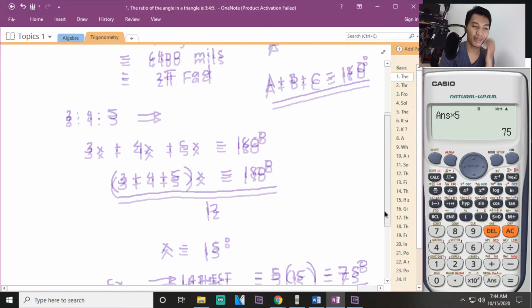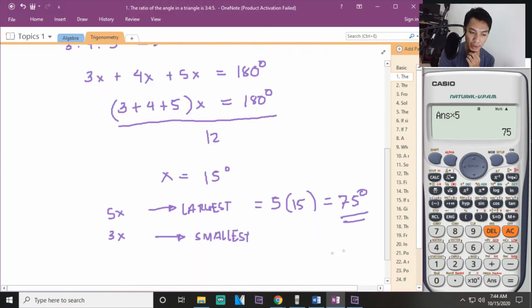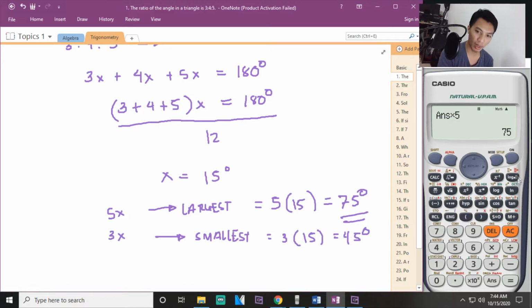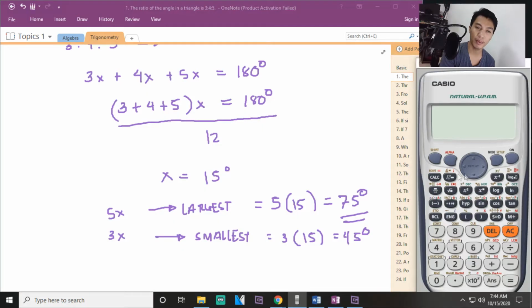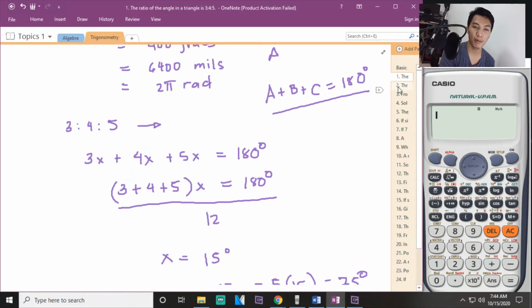Yan. Now we have the largest angle. That is problem number 1. The smallest angle, 3 times 15, that is 45 degrees. So, you have 45 degrees for number 1.